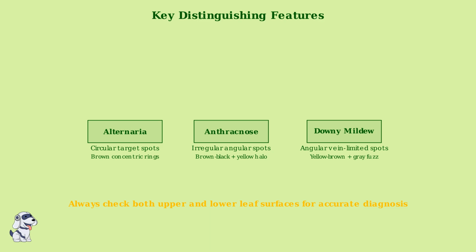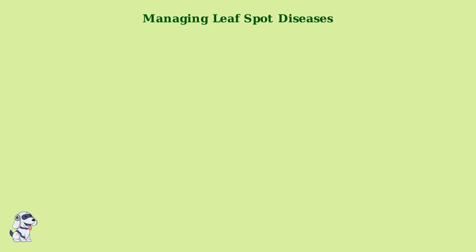Managing leaf spot diseases requires a comprehensive approach combining cultural practices with targeted fungicide applications. Success depends on prevention, early detection, and proper treatment strategies. Leaf spot diseases appear as circular or irregular brown spots on plant leaves.